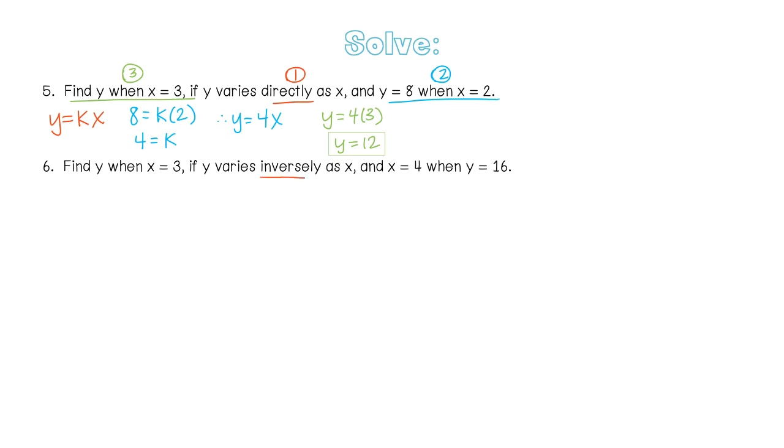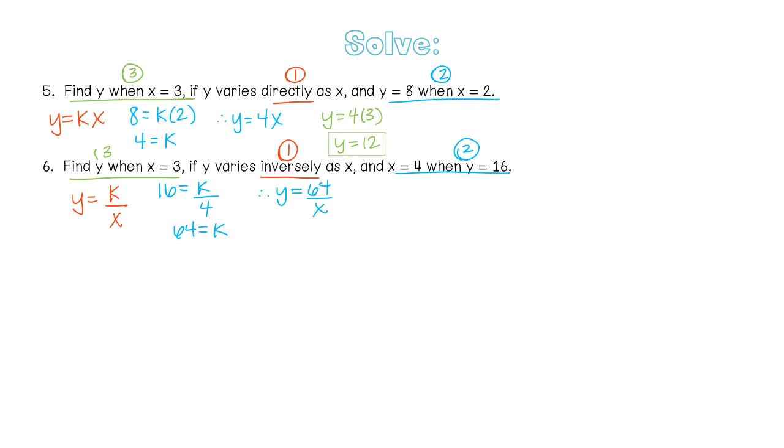So again, find your keyword and write down the equation. Inversely means to divide, so y equals k over x. Next, find the piece with the most information. Well, x is 4 and y is 16. That's the most information. So I can go ahead and plug in 16 where y is and 4 where x is. I can actually get k by multiplying by 4 on both sides. And now I can rewrite the equation knowing that my constant of variation is 64.